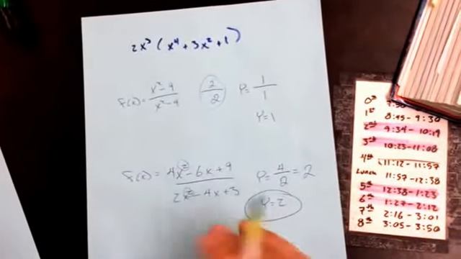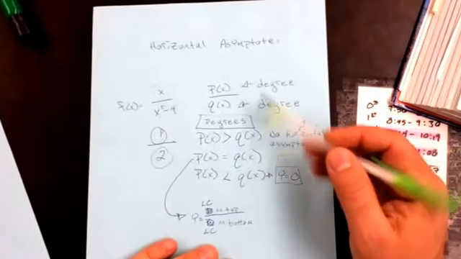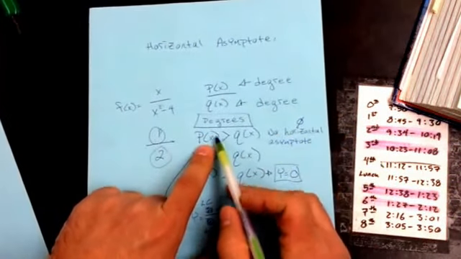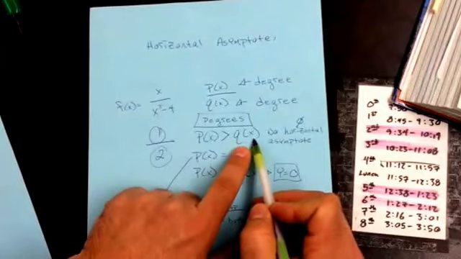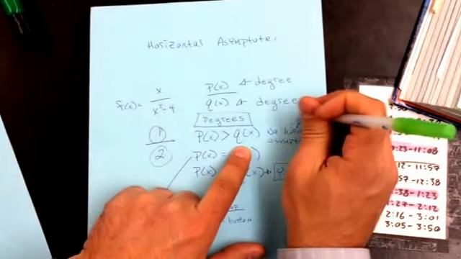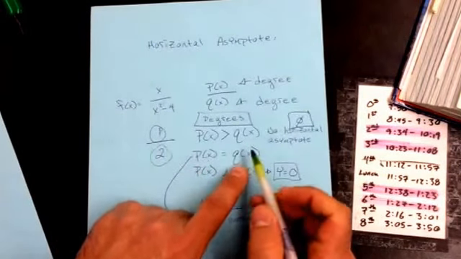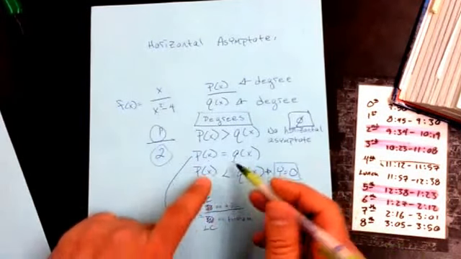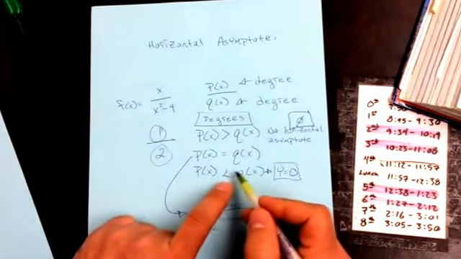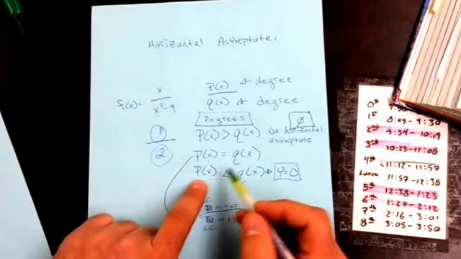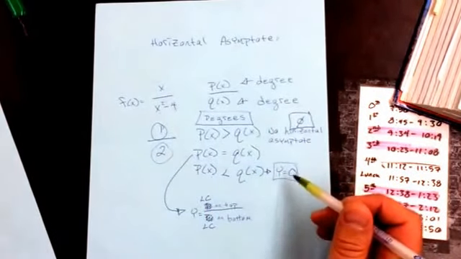So on these guys, you just need to remember this rule right here. If the degree on top is bigger than the degree on bottom, there's no horizontal asymptote. If the degree on top is equal to the degree on bottom, you divide your leading coefficients. If the degree on bottom is larger than the degree on top, it's just a horizontal asymptote at y equals 0.